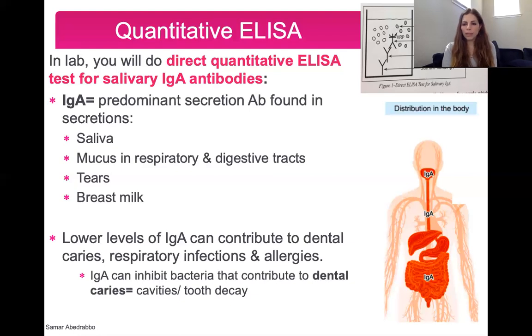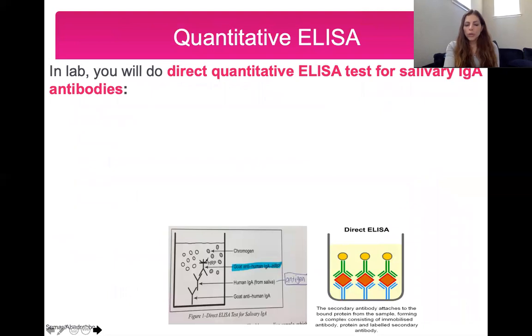And so you were supposed to look to see how much IgA you have in your saliva. And IgA, what it does is it can protect you against many pathogens, including bacteria that cause cavities. So you are all going to see your amount of IgA using an ELISA experiment. So you were going to do a direct quantitative ELISA to test for IgA antibodies. You're testing how much IgA you have in your saliva, and this is important because it could potentially tell you how healthy you are.